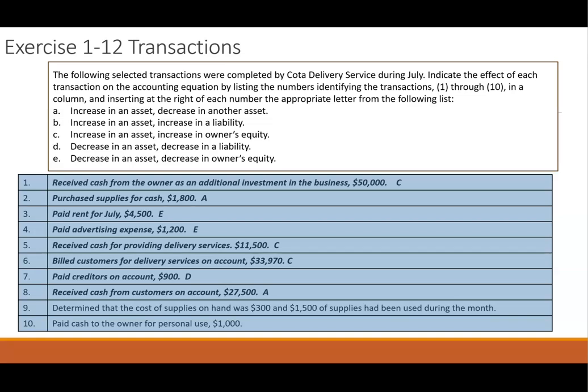When we receive cash from customers on account, this is a scenario where we had an accounts receivable. We're waiting to get paid from someone and they did pay us. So one asset, cash, goes up, one asset, accounts receivable, goes down. So that's A.